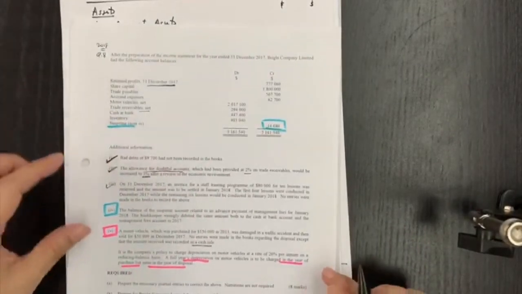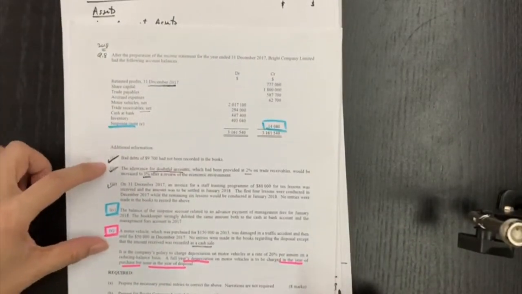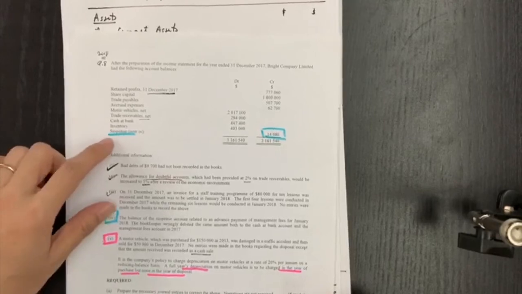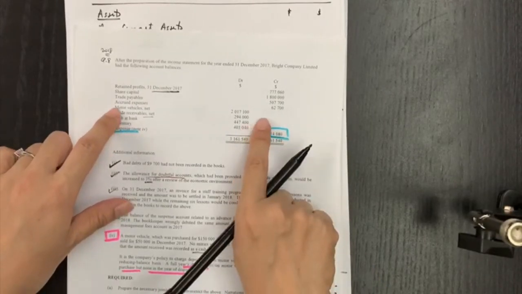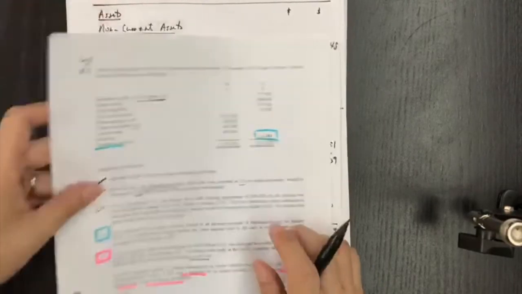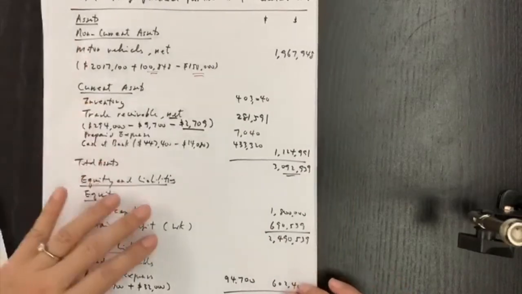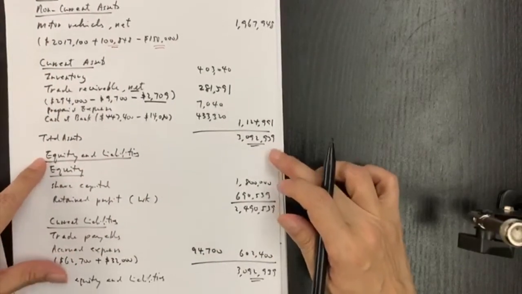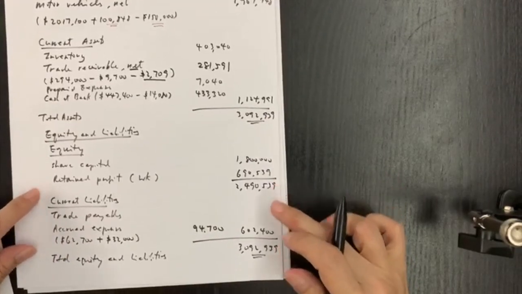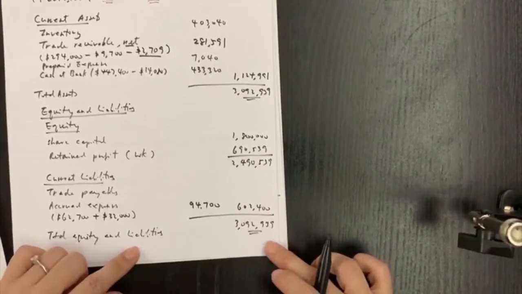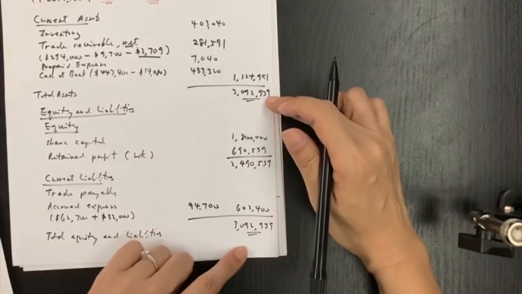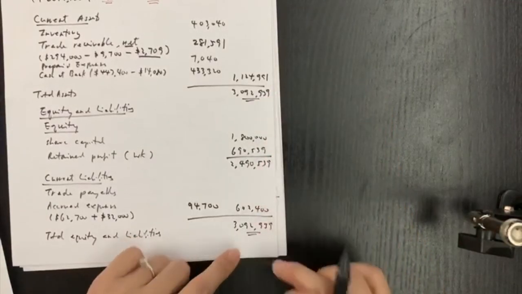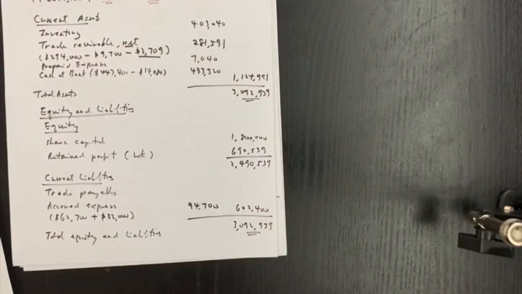Okay, so let's check. So far we have finished all adjustments related to these 5 points. Right, let's scan through it. Yes, then we can close in this way and work out total assets, right? Total equity, and here total equity and liabilities, and then they are the same on debit side and credit side. Okay, so that's all about limited company and correction of error.